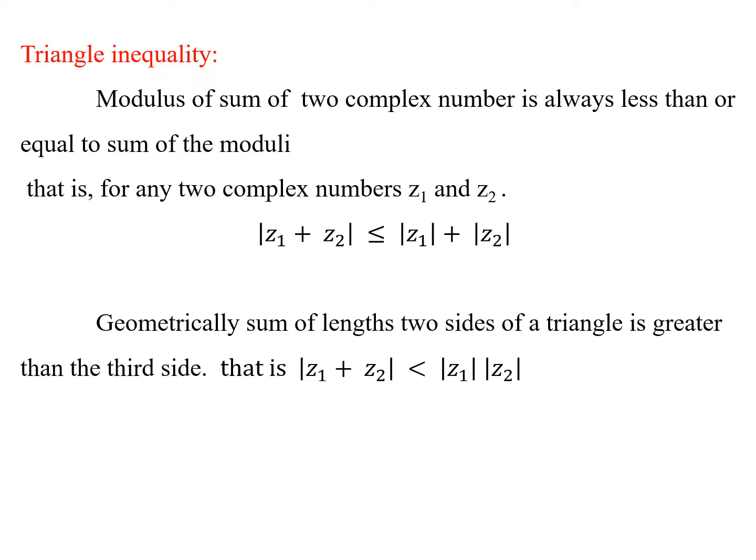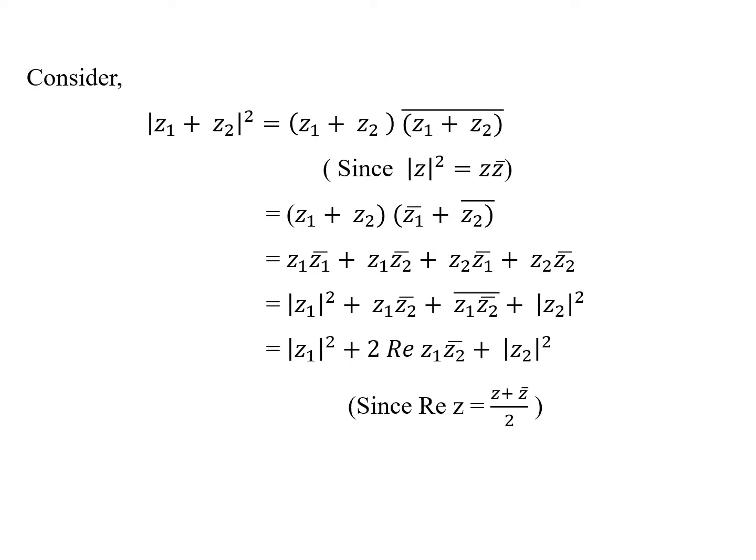Next, the triangular inequality. What is the triangular inequality? The modulus of the sum of two complex numbers is always less than or equal to the sum of the moduli. That is, mod z1 plus z2 is less than or equal to mod z1 plus mod z2. Now we are going to prove the inequality.